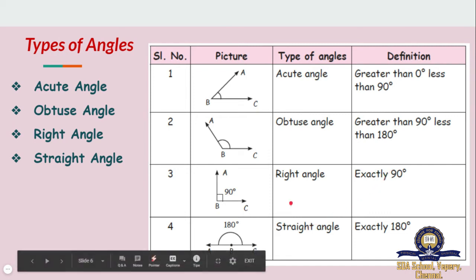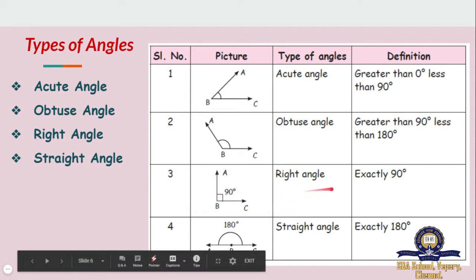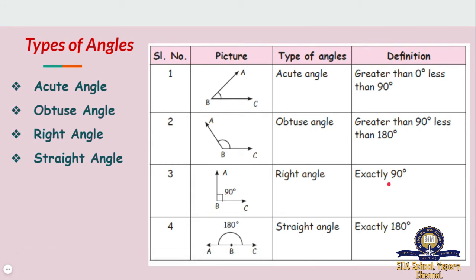Then comes right angle. Right angle is always in L shape. This side L or this side L, anything is right angle. That is exactly 90 degree. When they say 90 degree, you should say right angle.